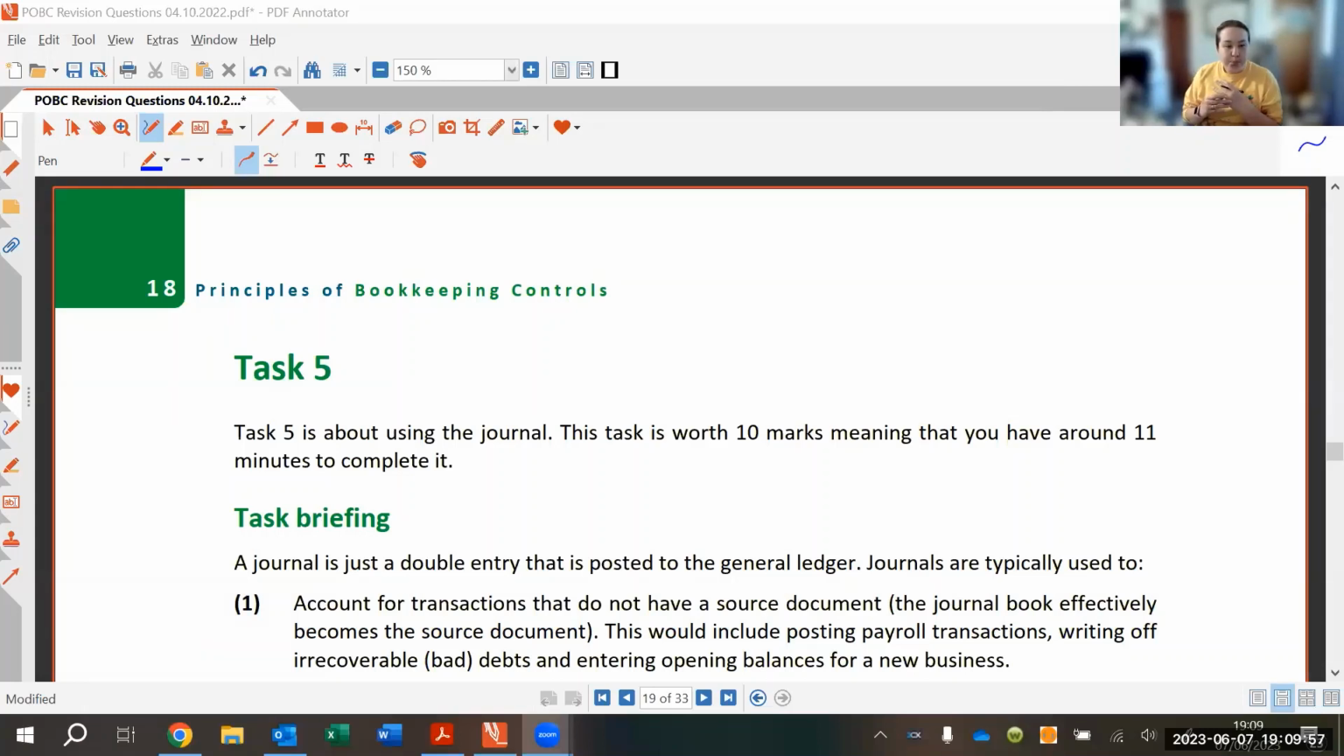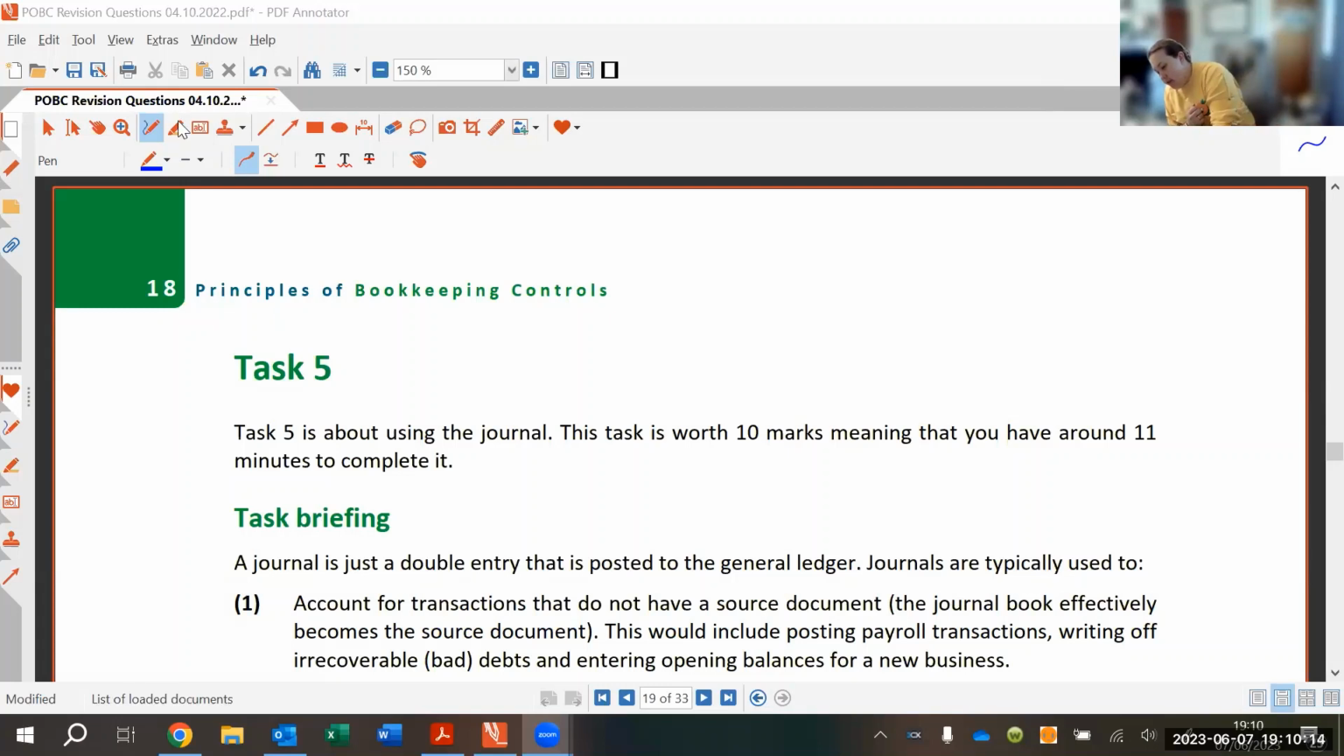Yeah, so we're going to have a look at journals tonight. So task 5 is payroll journals and write-off of bad debt journals, basically. And then your task 6 is where you are correcting errors using journals to correct them.